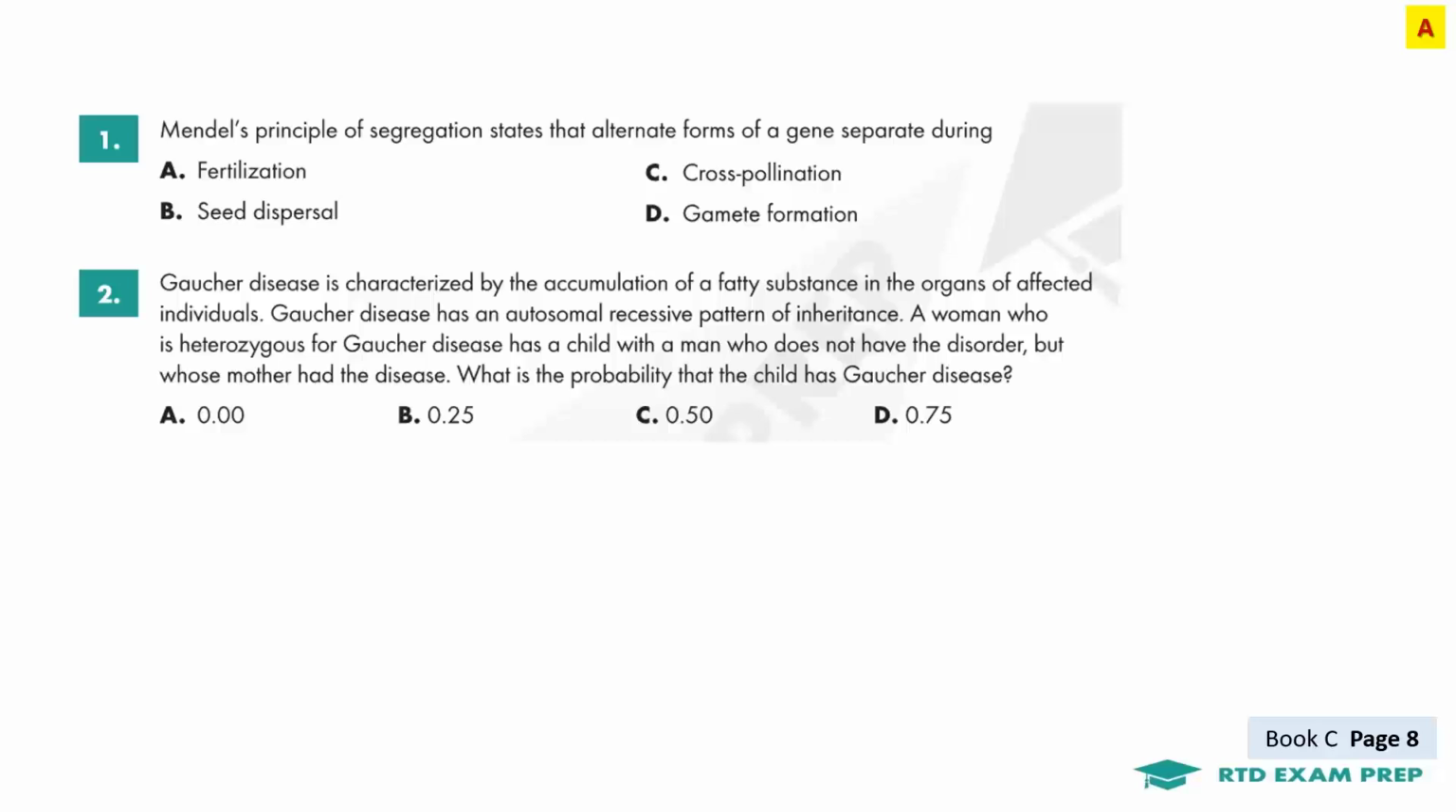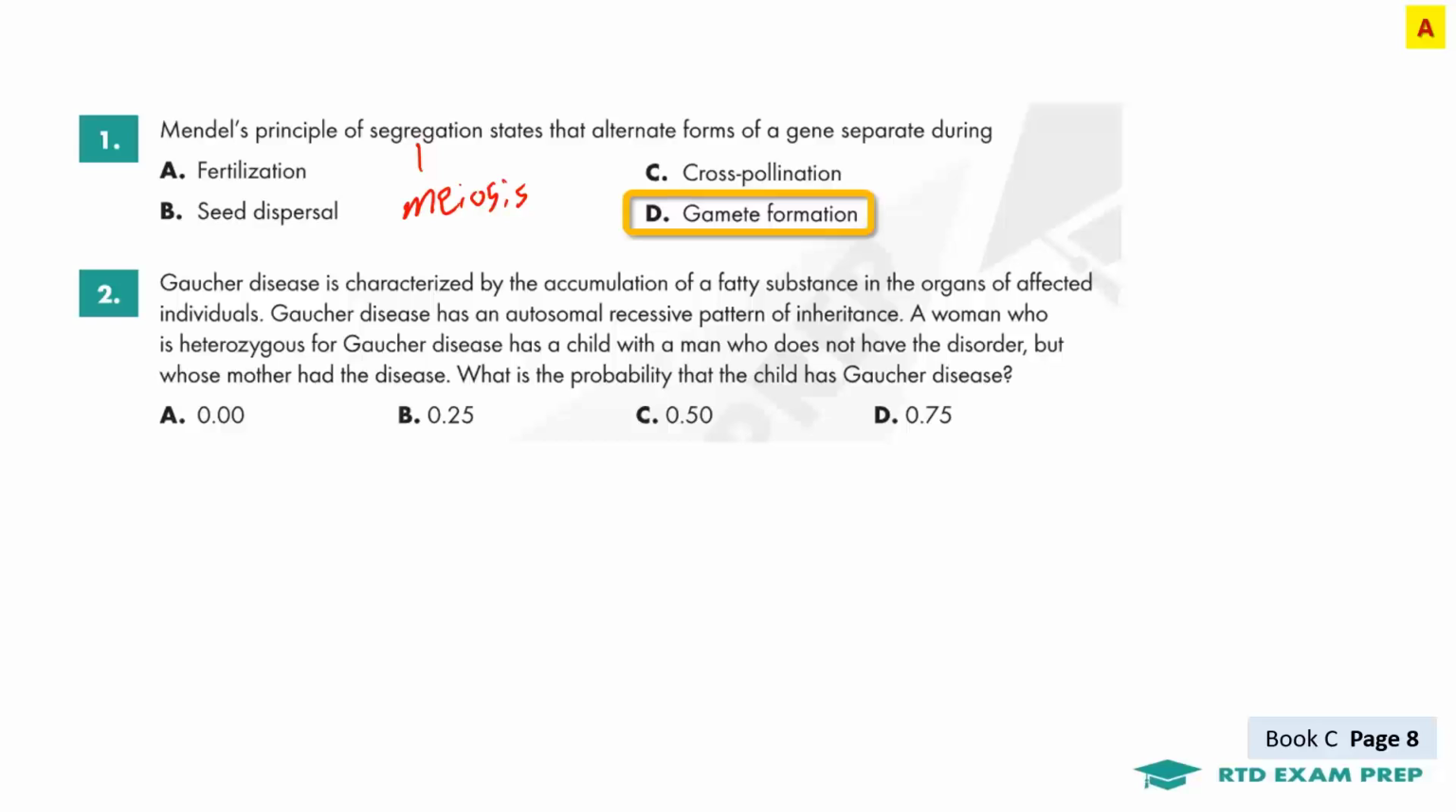Question number 1, Mendel's principle of segregation states that alternate forms of a gene separate. So when do they separate? Segregation. That word to me means meiosis. So meiosis occurs in gamete formation. So 1 being D.